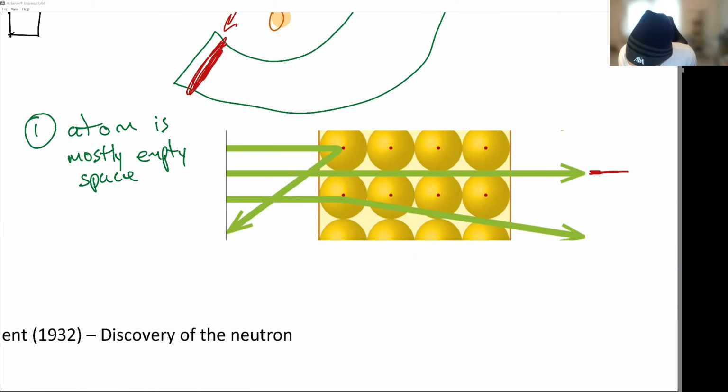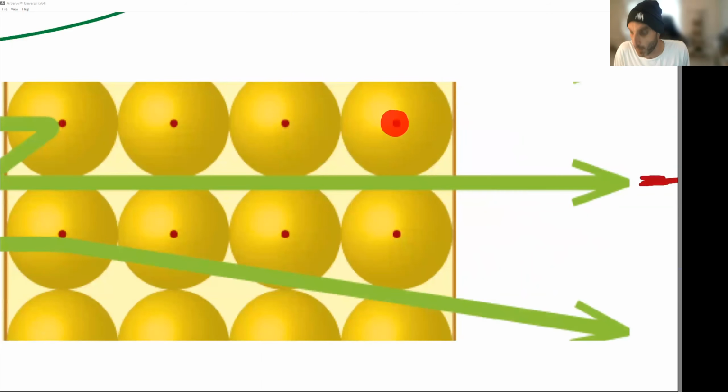If this atom right here that I've highlighted is the size of a golf ball, that's the size of your nucleus, okay? I would have to travel 4 miles before I found another golf ball size nucleus. That is how far apart. That's how much, when I say empty space, think about that.